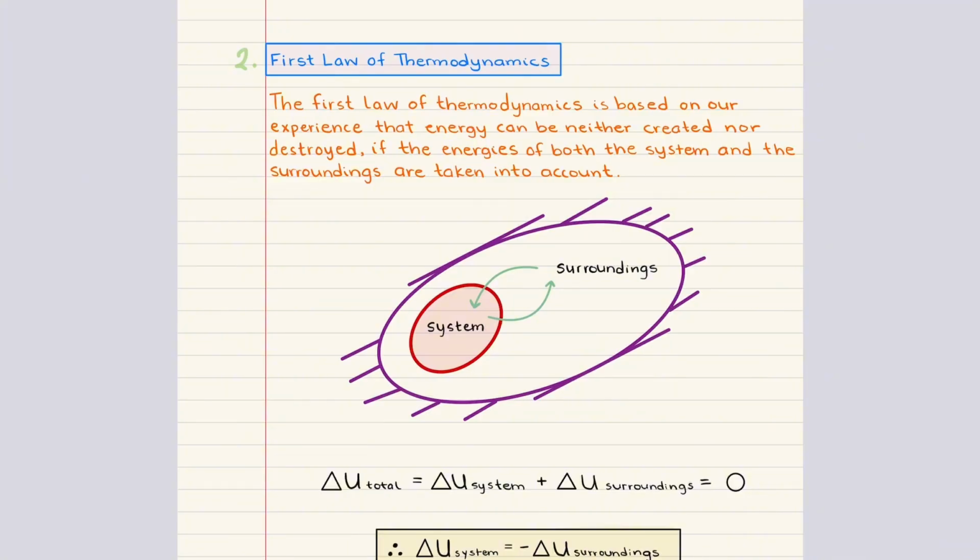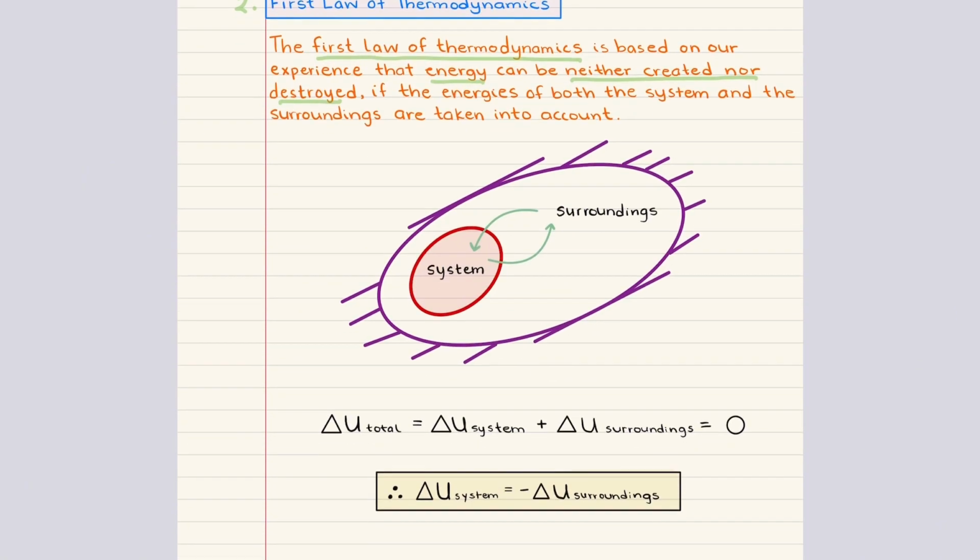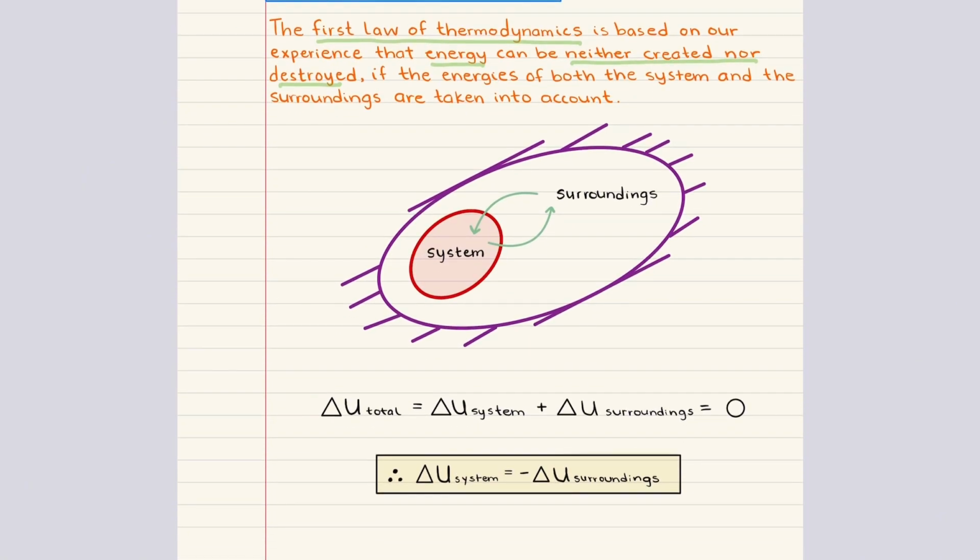the first law of thermodynamics. This is one of the most fundamental principles in all of science. The law is based on a simple but powerful idea that energy can neither be created nor destroyed. If we consider both the system and its surroundings together, the total amount of energy is conserved.